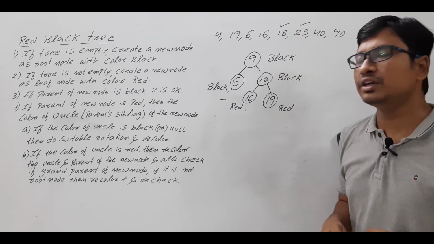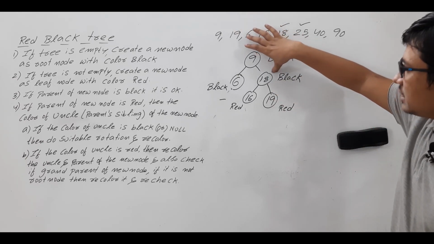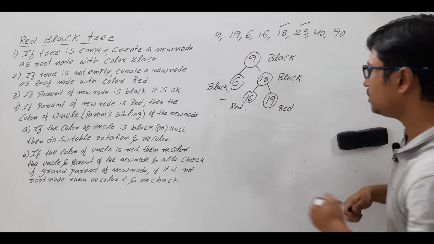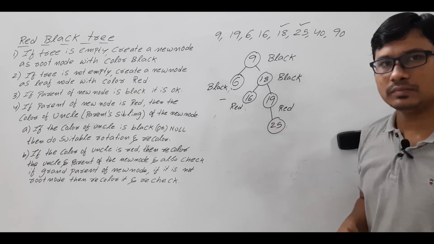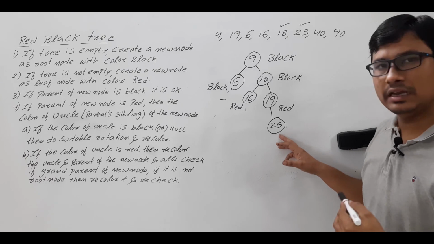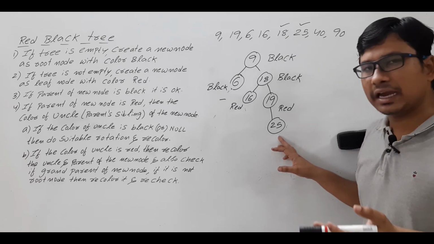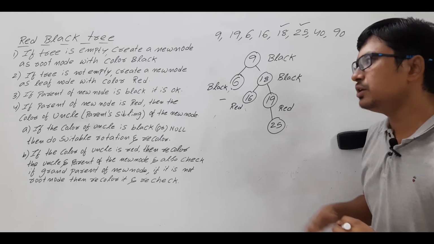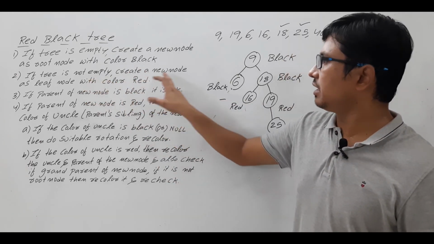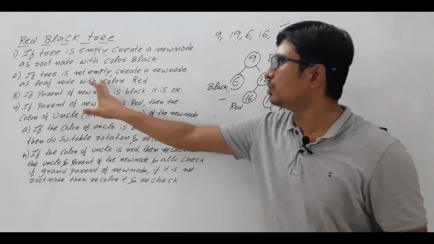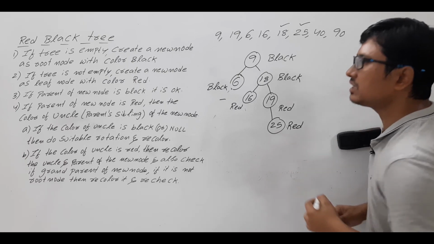Now 25, where should I insert? 25 is greater than 9, greater than 18, greater than 19. So you need to insert to the right of 19. Now as it is a leaf node for a non-empty red black tree, we are inserting 25. So you need to look at the second rule: if the tree is not empty, create a new node as a leaf node with color red. Okay.